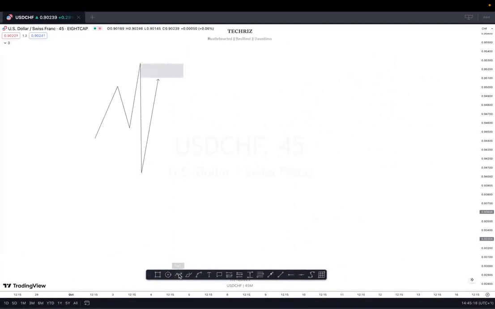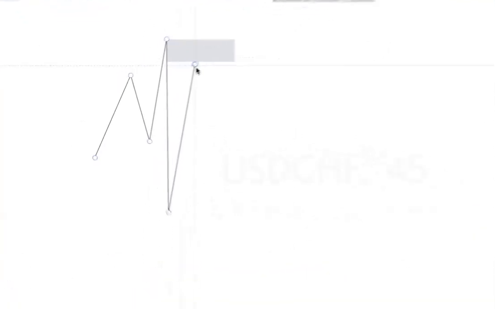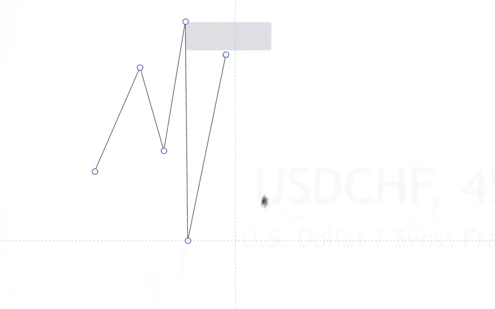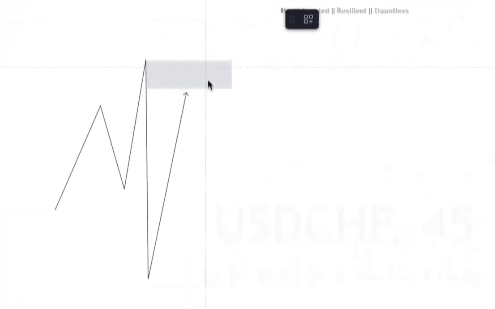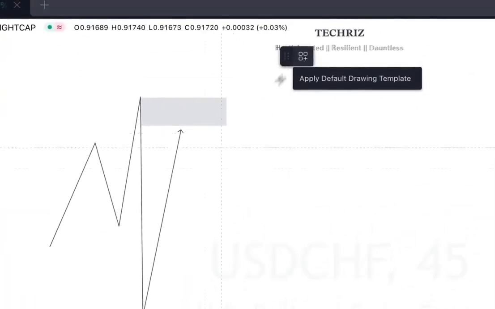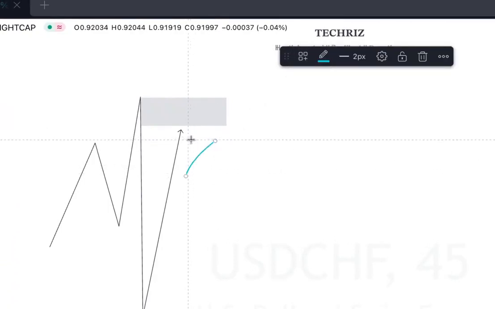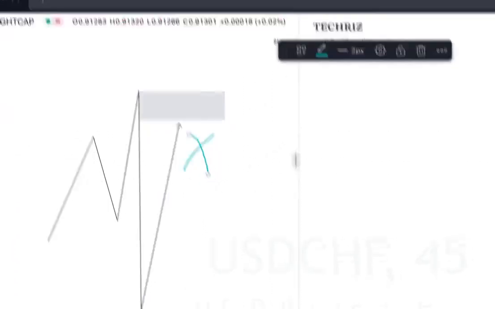So markets will not do this. Markets will not do this, right? So this is a big no, right?